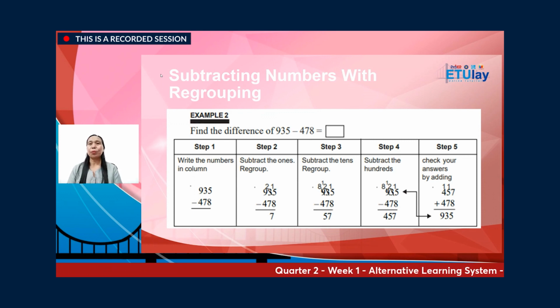Step number 1, write the numbers in column. Subtract the ones and regroup. 5 minus 8 cannot be, borrow 1 from 3, and 15 minus 8 is 7. 3 will be equal to 2, minus 7 cannot be, we need to borrow 1 from 9. 12 minus 7 is 5. And 8 minus 4 is 4. So the answer is 457. Again, if you want to check your answers, just simply add the difference, which is 457, and the subtrahend, which is 478, and it is equal to 935.